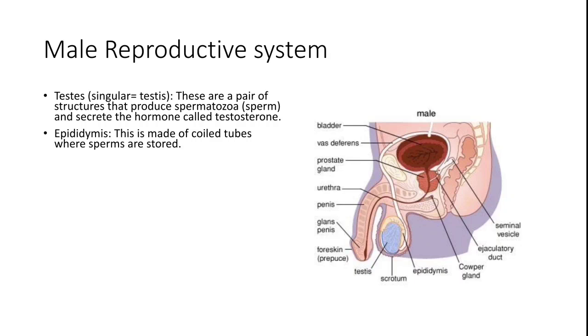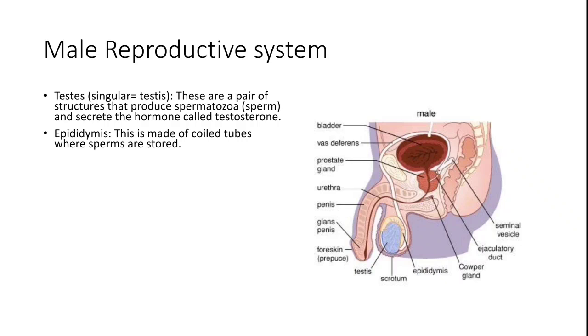The epididymis. I don't know how you can pronounce this word, but please make sure that you know the spelling, because examiners are really strict when it comes to spellings. So the epididymis is made up of coiled tubes where sperms are stored. They simply store up spermatozoa, and they are coiled to just increase space for storage.